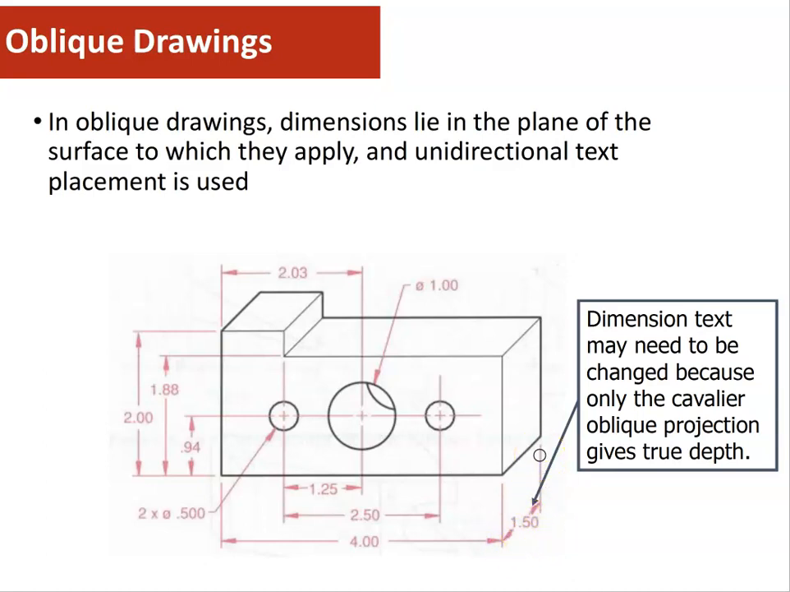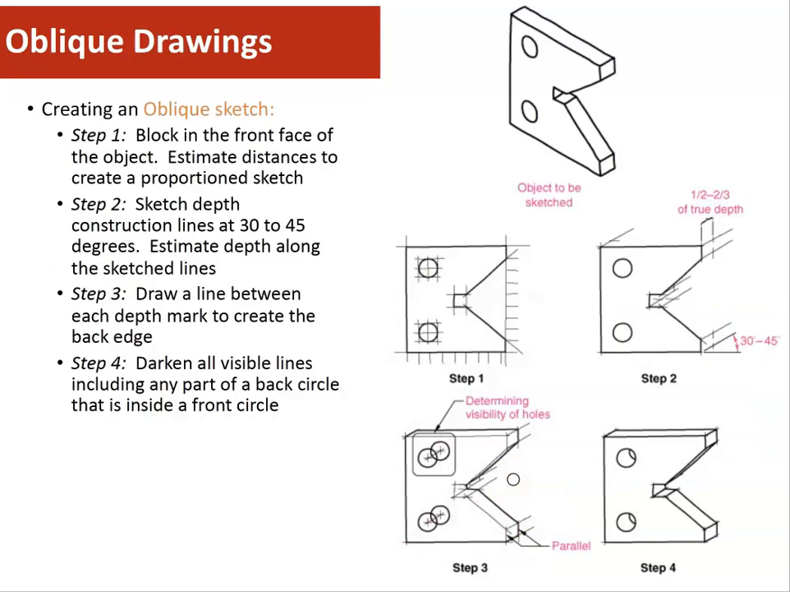Dimension text may need to be changed because only the cavalier oblique projection gives true depth. Now remember, our cavalier is true depth, and for our cabinet and also our general oblique, they go from half scale to full scale, right? So if you are choosing half scale, then your text also needs to be half scale for the one at the receding axis.